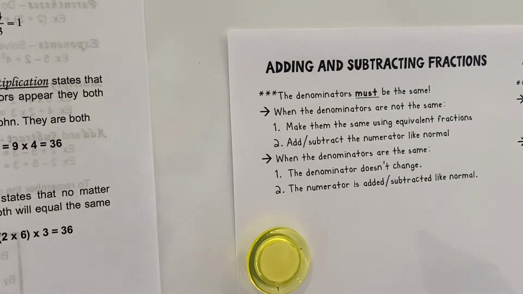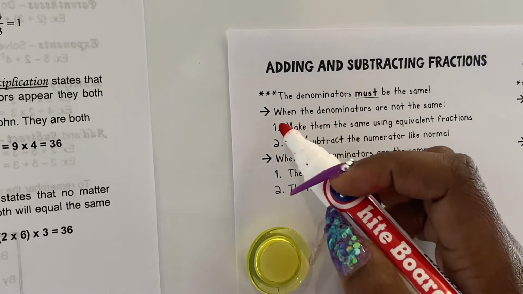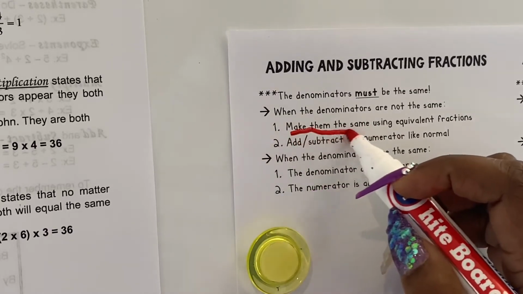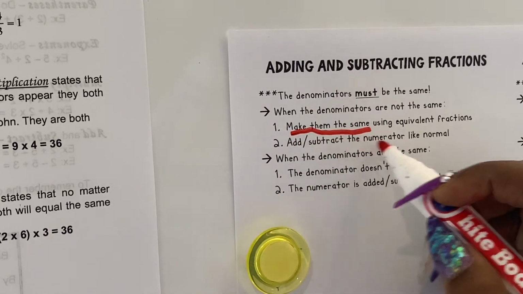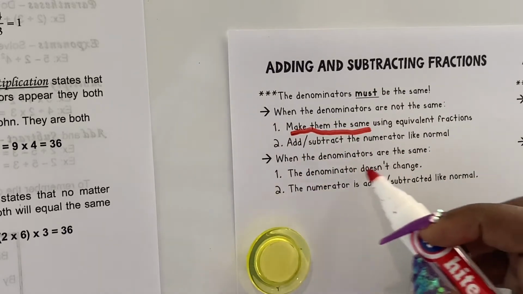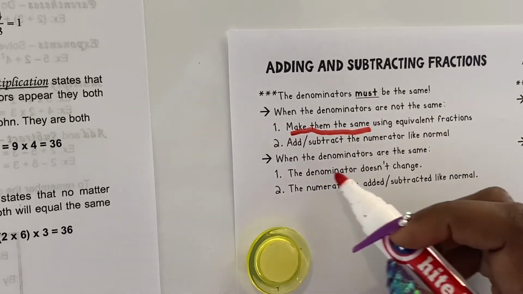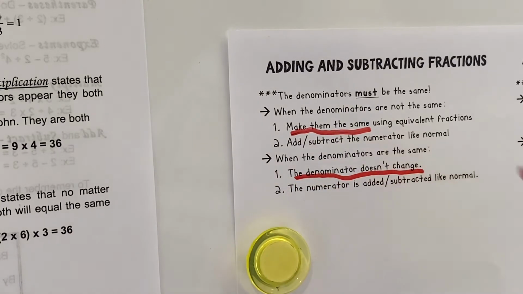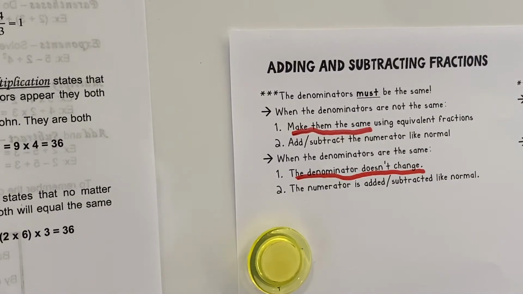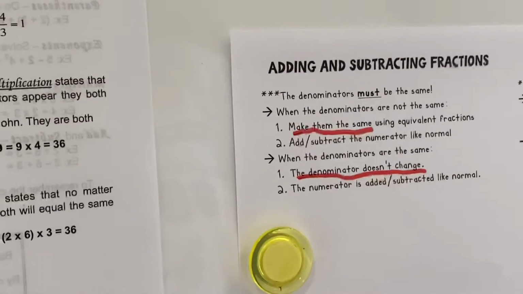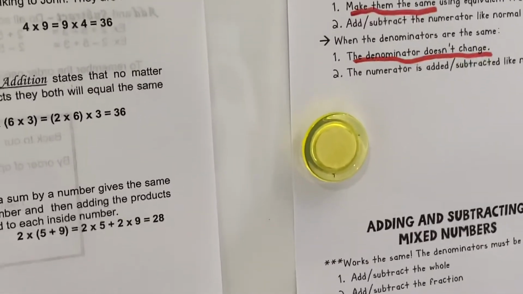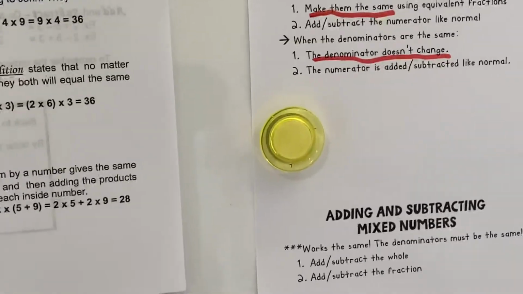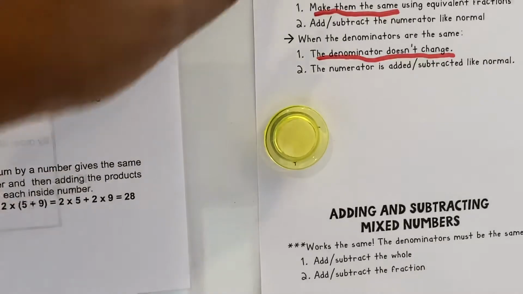The numerator is added or subtracted just like normal. So what I'm going to do is highlight what I need to do. We're going to make them the same. And then you do that. And then you add or subtract your numerator. When they're the same, the denominator doesn't change. And then you add it. Denominator does not change. Okay? And then you add it. Go down a little bit. Sorry if it's jerky.